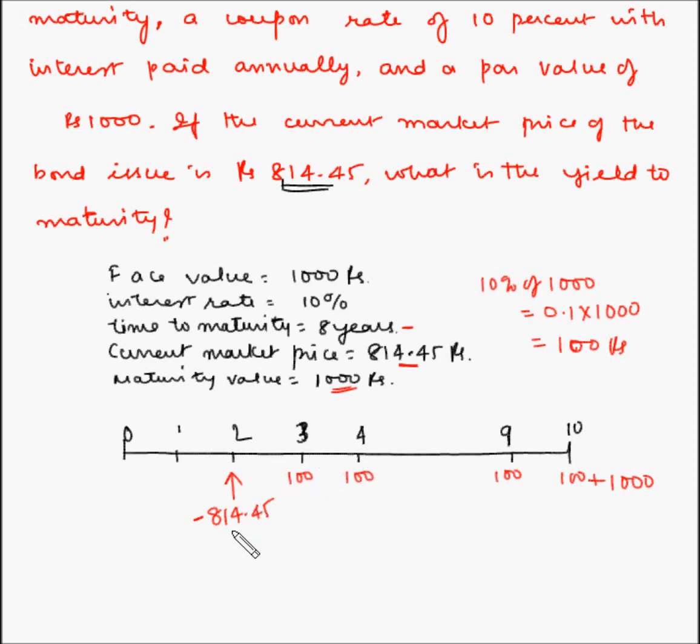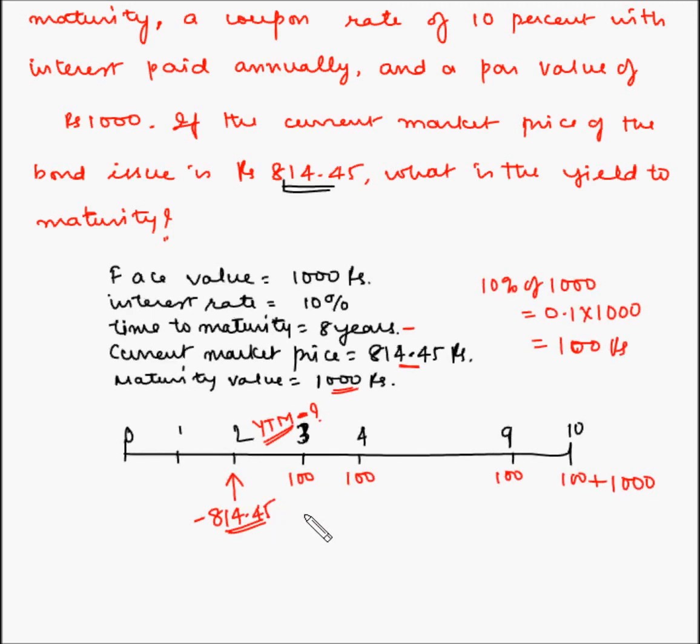Now we have to find out that if the investor buys this bond at 814.45 rupees, and if he is going to get this amount of cash flow for the next 8 years, then what is his rate of return or yield to maturity? So in order to find out the yield to maturity, we will have to find out the rate at which the present value of the cash inflows is equal to the present value of the cash outflow or the investment.